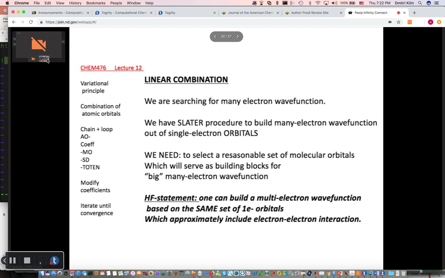So we are done with the main thing for today, the variational principle, and now we need to speak a little bit more about the functional form of the orbitals that we will be looking for. We need many-electron wave functions, and we know how to construct many-electron wave functions from one-electron wave functions. But the atomic one-electron wave functions are not changeable. They are dictated by which atoms we are using.